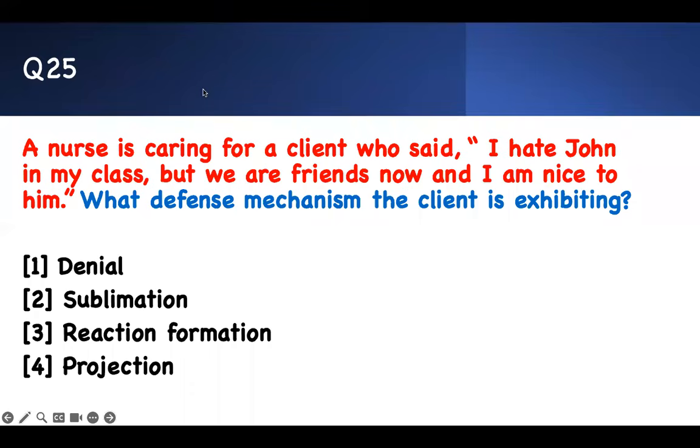Next question. What defense mechanism is the client exhibiting? A nurse is caring for a client who said, I hate John in my class, but we are friends now and I'm nice to him. First you hate him, but you are friends now. Why? Your feeling that you were having, you are basically acting opposite. And now you're nice to him because you are acting opposite to your feeling.